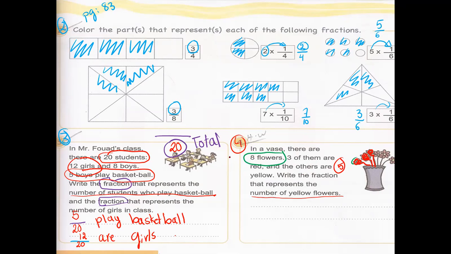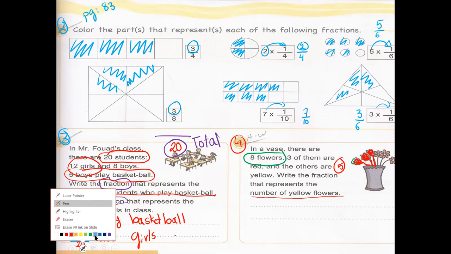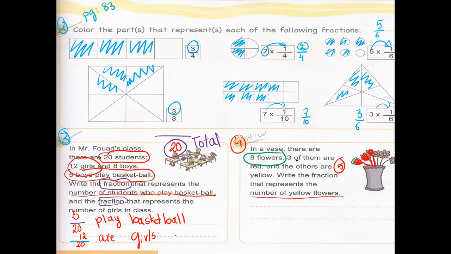So 3 of them are red, and the others are yellow. If all of them are 8 flowers: 1, 2, 3, 4, 5, 6, 7, 8. 3 of them are red. These are red. The others are yellow. So how many yellow? Count them: 1, 2, 3, 4, 5. So 5 are yellow.